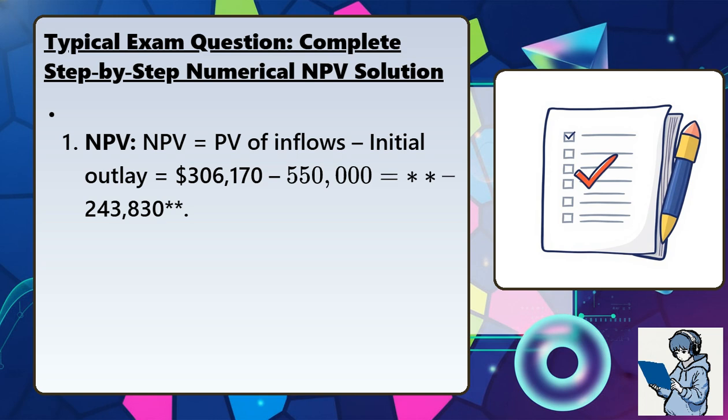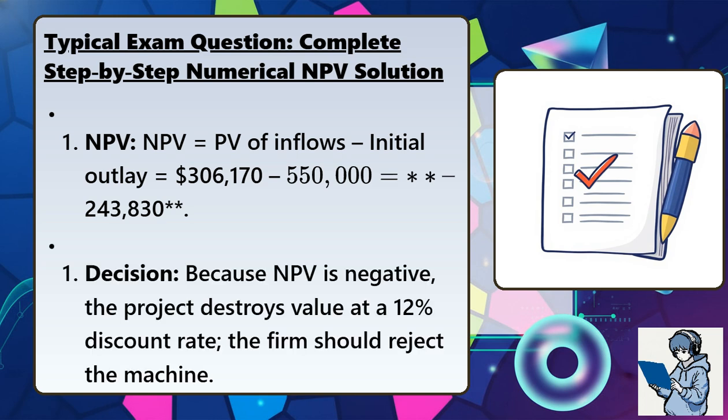Step 6, net present value equals present value of inflows minus initial outlay, which is $306,170 minus $550,000 equals negative $243,830. Step 7, decision. Because net present value is negative, the project destroys value at a 12% discount rate. The firm should reject the machine.